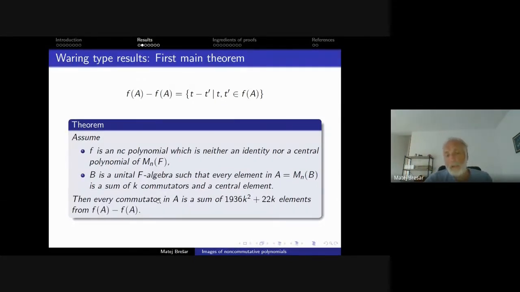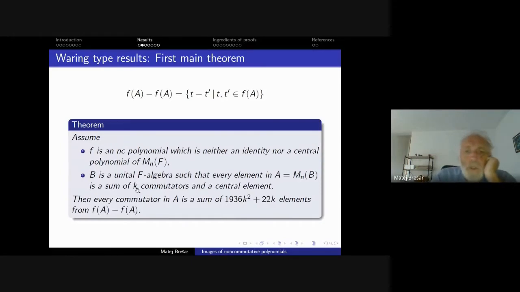Then every commutator, not every element, but just every commutator, and this is absolutely necessary in general to confine ourselves to commutators, is a sum of this big number, a four-digit number, of elements from f of a minus f of a. So a simplified version would be that it is a linear combination of a certain big number of elements from the image. So this is basically the solution of the problem which I proposed, except that this number is definitely not the lowest possible.